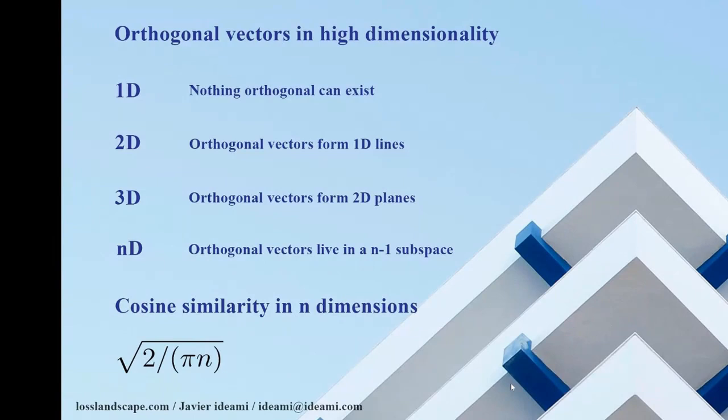This means the greater the dimensionality of a space, the greater is the proportion of that space that is occupied by orthogonal vectors. And we can use the cosine similarity to calculate the angle between vectors. And in n dimensions, that's the square root of 2 divided by pi n. And what this takes us finally is to see that in very high dimensionality, it is almost guaranteed that when you pick random directions, they are going to be orthogonal to each other.